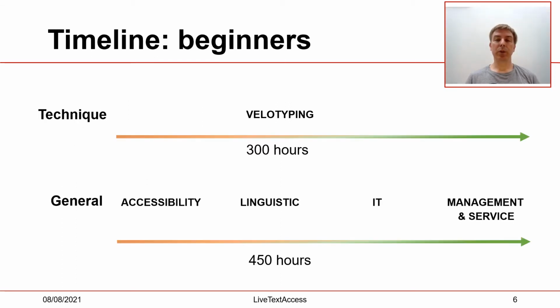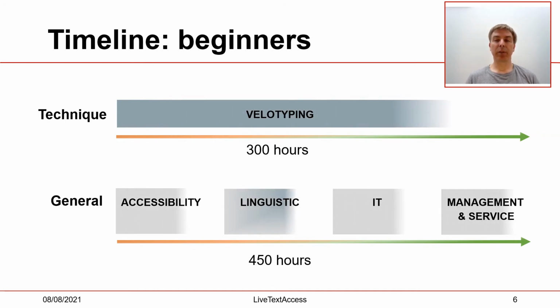If you are a beginner, you should undergo all learning outcomes. This means 300 hours to spend to develop the technique while acquiring accessibility, linguistic, IT, and entrepreneurship skills for 450 extra hours, for a total of 750 hours. These include watching our video lectures, reading the materials we recommend, and doing homework. The duration of velotyping homework may vary depending on how quickly you manage to reach every single output.